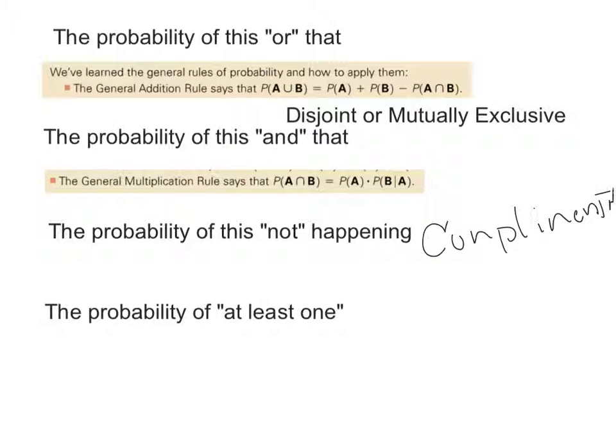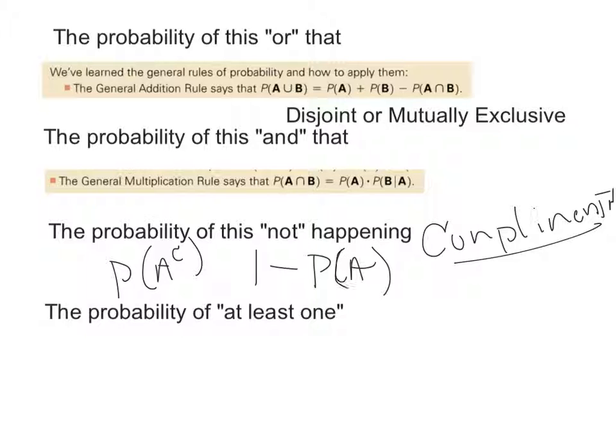Complementary. I'm running out of space. So what that means is, in our book that talks about the probability of some event's complement, they'll put a little superscript, a little exponent c. And the way you do that is you take 1 minus the probability of the event happening. And we'll look at plenty of examples.